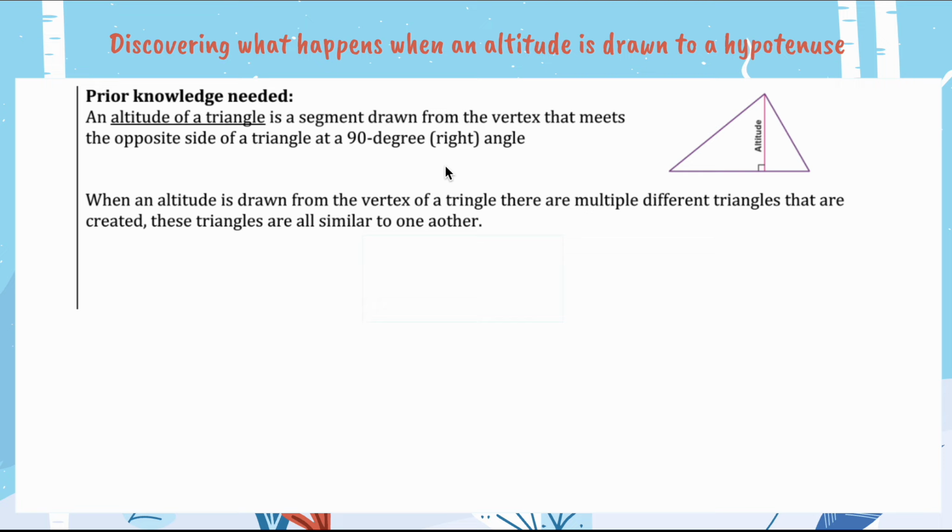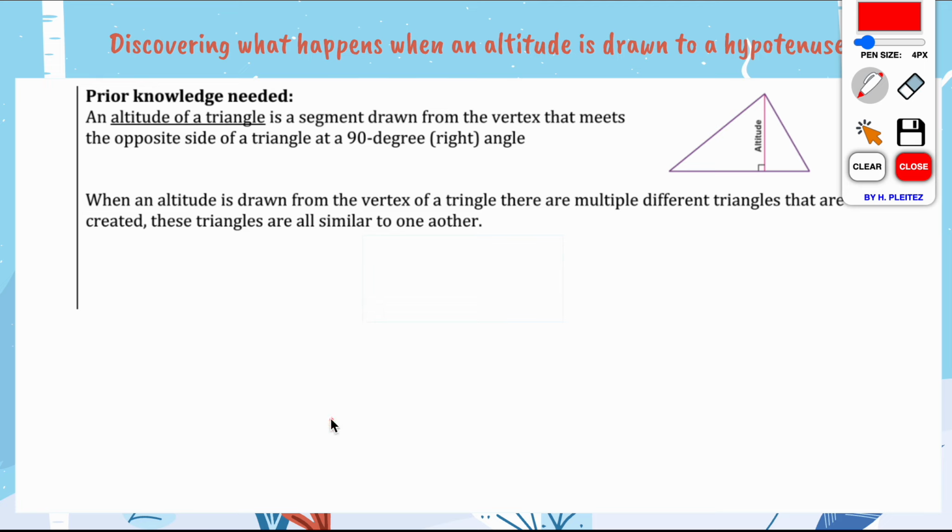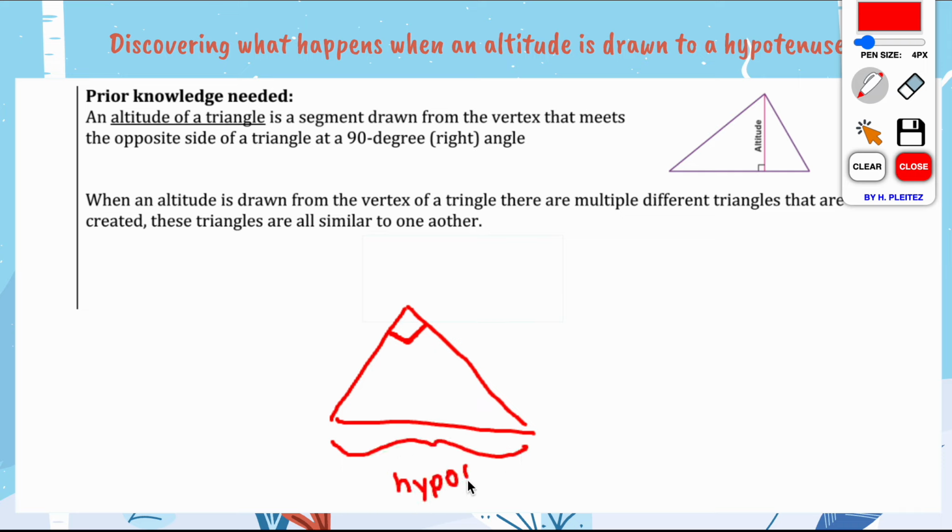So just remember that an altitude of a triangle is a segment drawn from the vertex that is perpendicular to the other side. And also remember that when this altitude is being drawn down to the hypotenuse, if we have a right triangle, and our right angle is up here, our hypotenuse would be down here. We want to make sure that we know this. Hypotenuse, and then the other two sides, this is one leg, this is another leg.